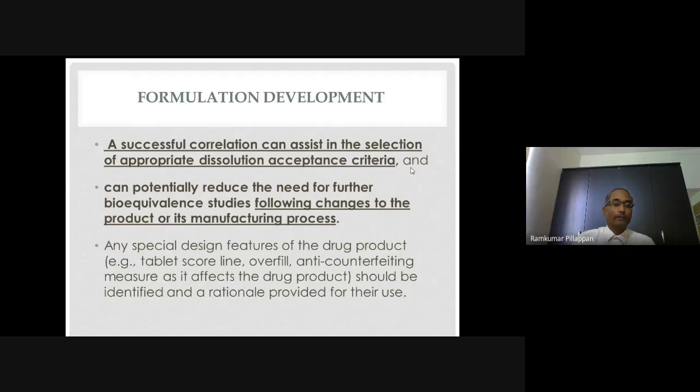Especially the score line, the divider line in a tablet, or anti-counterfeiting measures like embossing, should be done with quality in mind and with the impact on in vitro or in vivo behavior of the product in mind. We cannot just change the score line, or any logo, embossing, or even color printing. A small change in the color printing on the product may lead to impurities. I have seen many such impurity issues when you print a colored letter on the capsule shell. It created a lot of havoc for us when we did the impurity testing. So we have to be very careful when we use a different score line or change the tablet shape, size, thickness, etc. It may impact in vivo or in vitro performance.